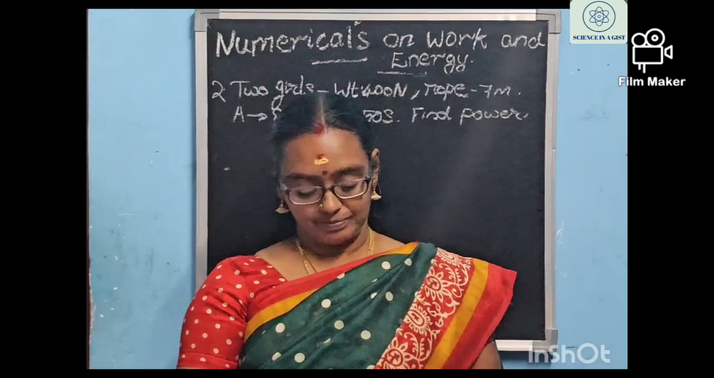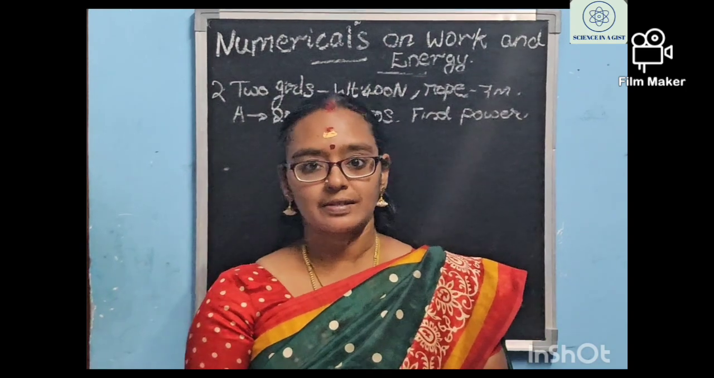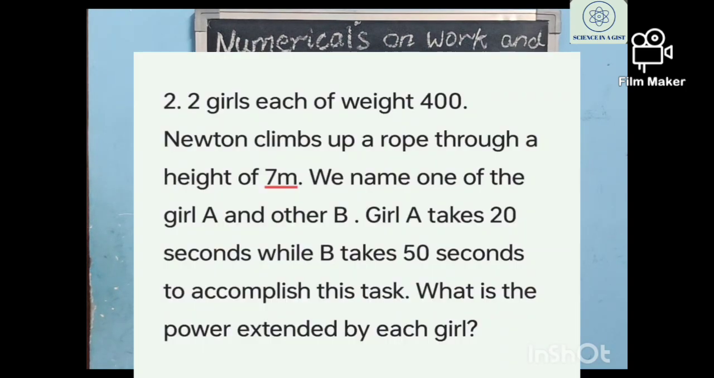Going for the second problem. The question is this. 2 girls, each of weight 400 Newton, climb up a rock through a height of 7 meter. We name one of the girls A and the other B. Girl A takes 20 seconds while B takes 50 seconds to accomplish the task. What is the power expended by each girl?